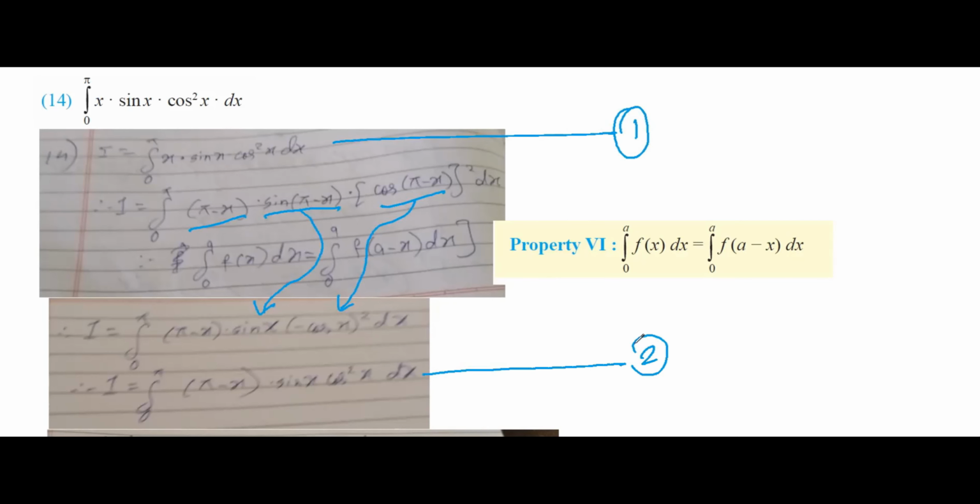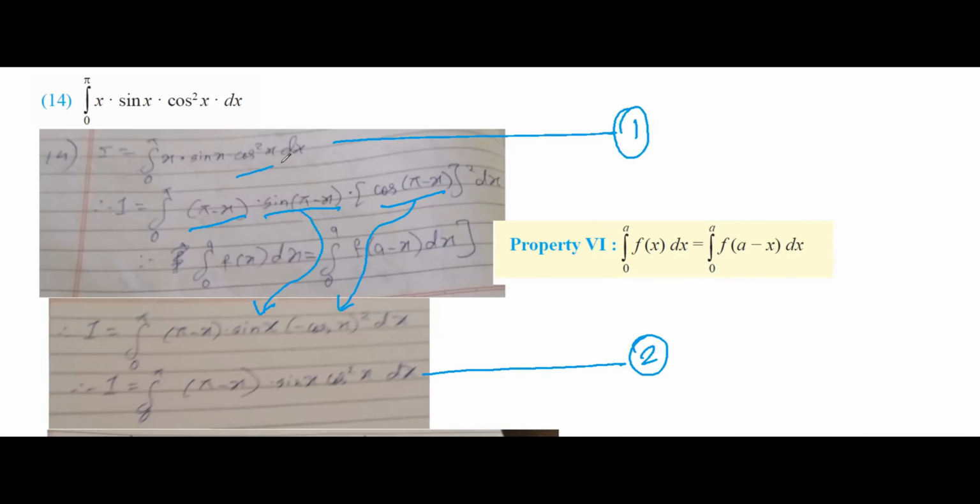So you did this, and after doing this, what you got: here x you replace as pi minus x. So sine of pi minus x will be sine x, which you wrote here, which is correct. And cos of pi minus x is minus cos x, which is the whole square. So finally you got this, which is perfectly correct. Now you can call this equation 1, and in this case you can call this equation number 2.